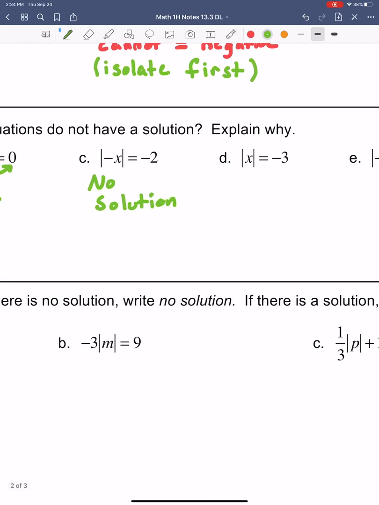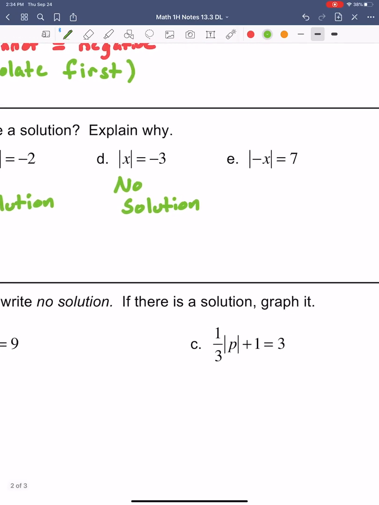And then letter D, pretty straightforward here. Absolute value of x. There's nothing on the outside, so it's already isolated. It equals a negative number again, so this is going to be no solution. And then letter E here, we've got our absolute value. Notice there's a negative on the inside, but we can't touch that right now. We only care about things on the outside that we need to get rid of at this moment. So that's no big deal. It's an absolute value. It equals a +7. So that means, yes, there is going to be a solution for this one.